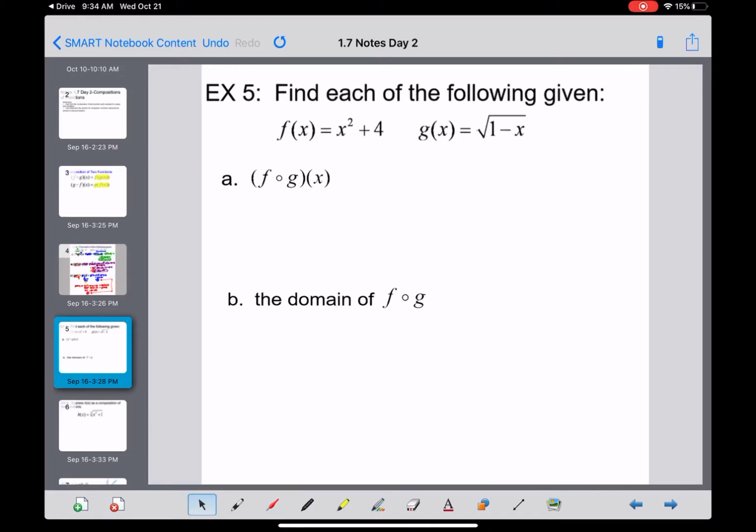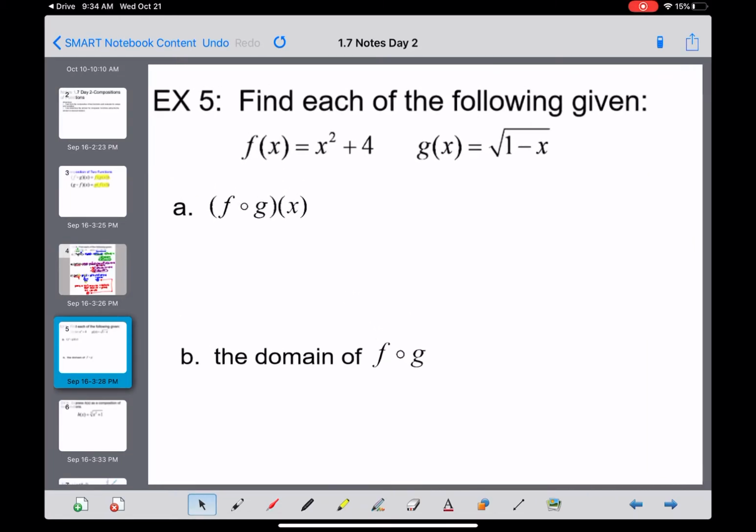Okay, on the next one, we're going to find each of the following given these two functions. So now we have a quadratic function, so parabola, and we have a square root function. So we're going to get into domain because, again, with square root functions, we know we have issues. We know we have domain restrictions. That's what I mean when I say issues with it.